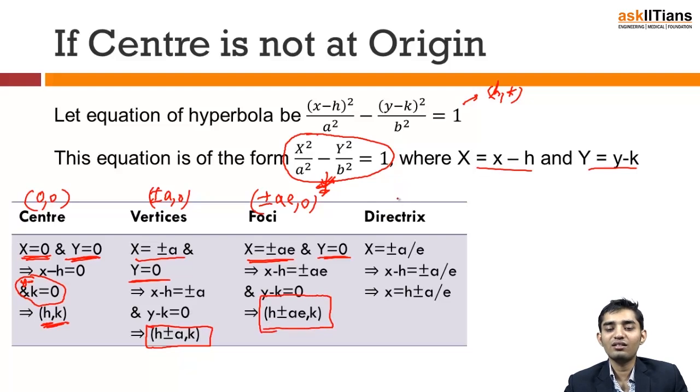And similarly with directrix, directrix is nothing but capital X equal to plus minus a by e for this one, right? For the standard one, always write down for the standard one and then substitute whatever the values of capital X and capital Y. Okay. So again you will substitute, so you will get this as the directrix. You will get the two directrix, two foci, two vertices and center. Okay. So this is the method. Understood?